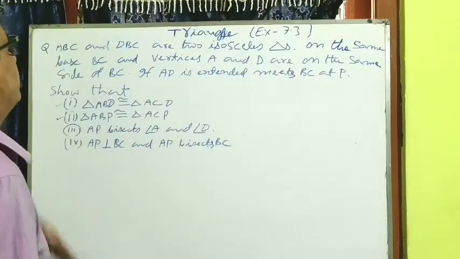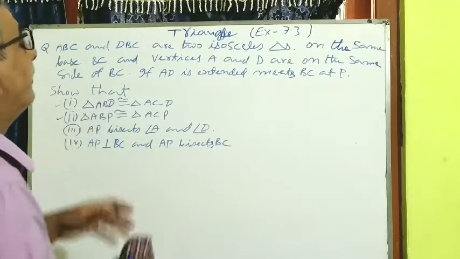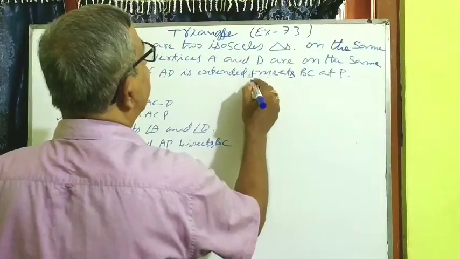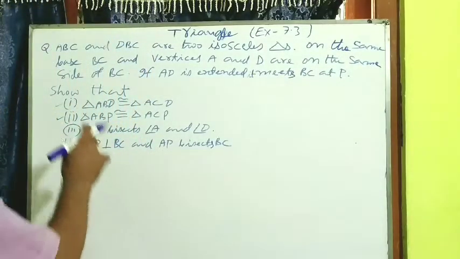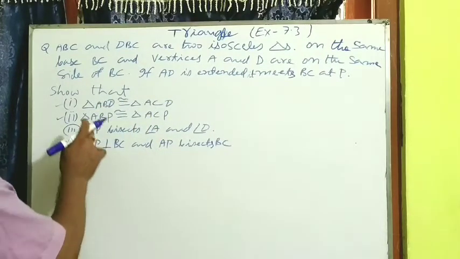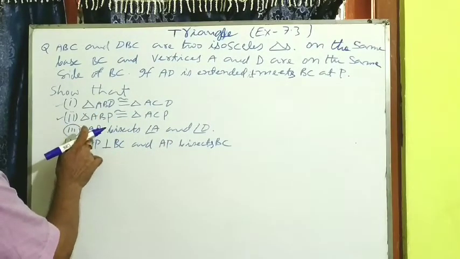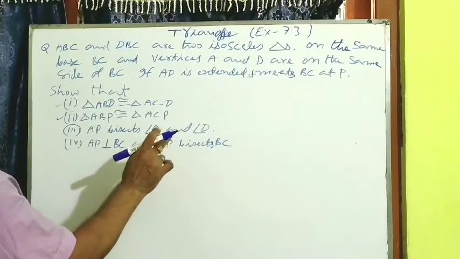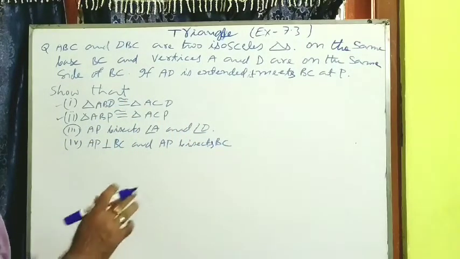same side of BC. If AD is extended, it meets, here you should write, it meets where? Meets BC at P. So that triangle ABD is congruent to triangle ACD, triangle ABP is congruent to triangle ACP, AP bisects angle A and D, AP is perpendicular to BC and AP bisects BC also. Dear friends, 4 proofs are there.